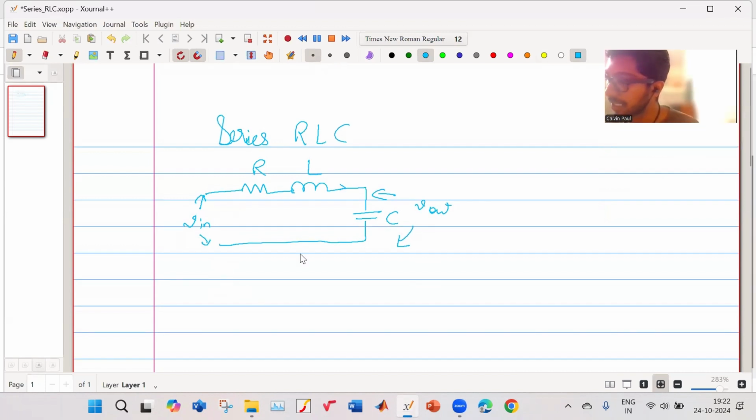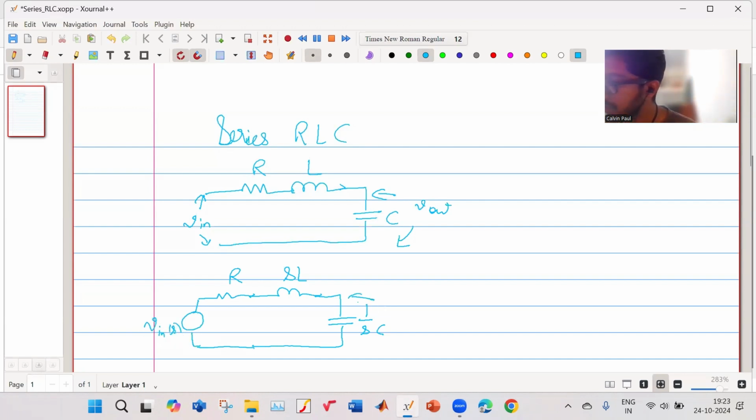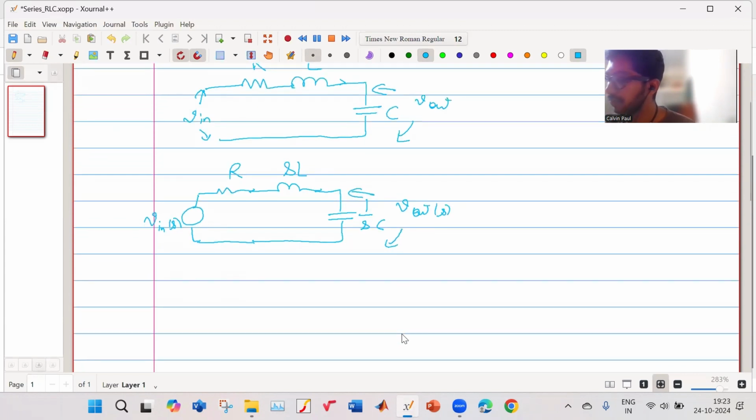So let us analyze the circuit. When we convert it into the Laplace domain, this will become R, SL, 1 by SC. And over here, whatever is the voltage, there's a V in of S. And over here, it is the output V out of S.